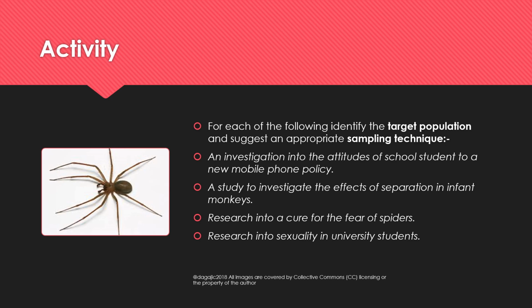The third one, research into a cure for the fear of spiders. So our target population would be people with a fear of spiders or arachnophobia. We'd probably use a self-selected or volunteer sample for this because it's quite socially sensitive. Giving people therapy for their fear of spiders could be quite frightening for them. So there is an issue of distress. And the final one, research into sexuality in university students. Our target population here is university students, so it might be university students throughout the UK. As it's research into sexuality, again, it's socially sensitive, so we'd be better to do a volunteered or self-selected sample.